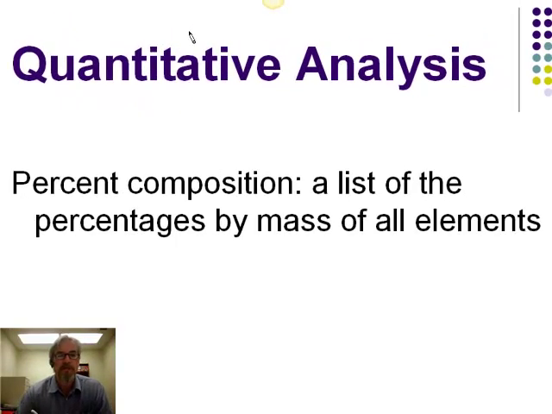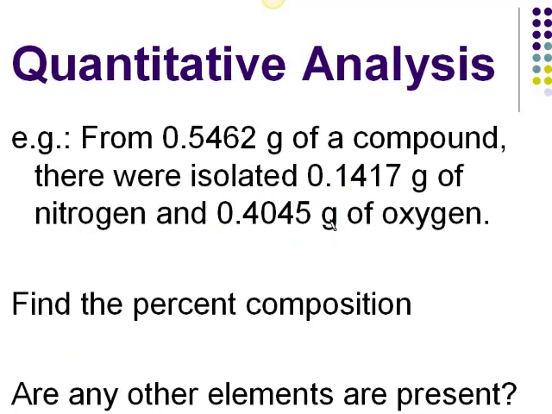When you're doing quantitative analysis, often the result is that you end up with something called percent composition. And percent composition is a list, actually. It's not one number. It's at least two. It's a list of the percentages by mass, not by moles, but by mass, of all the elements that are in the compound.